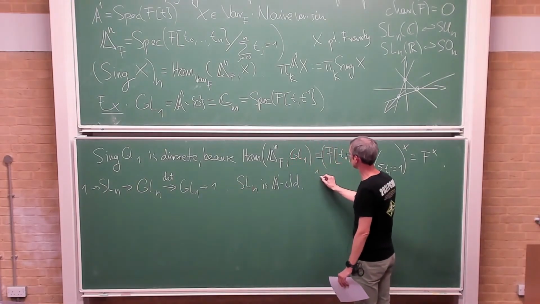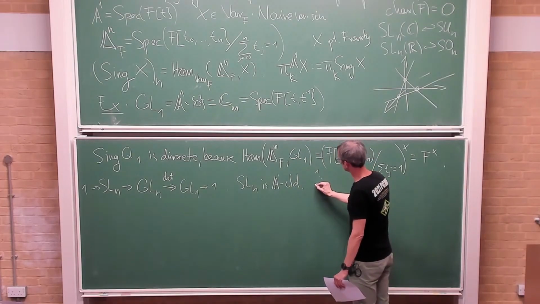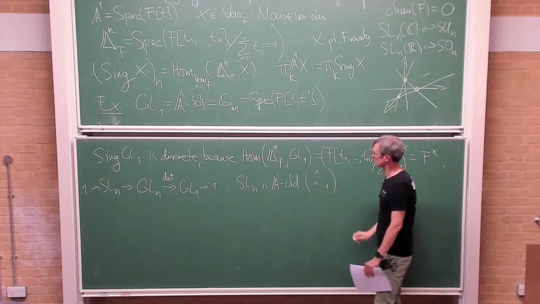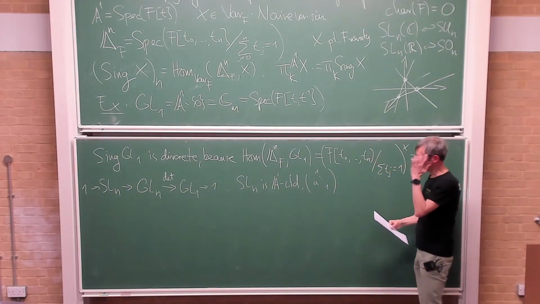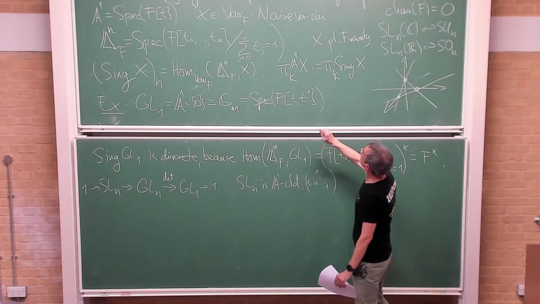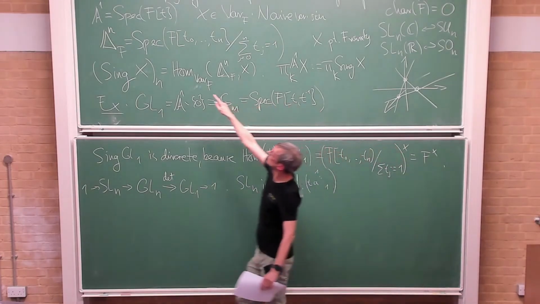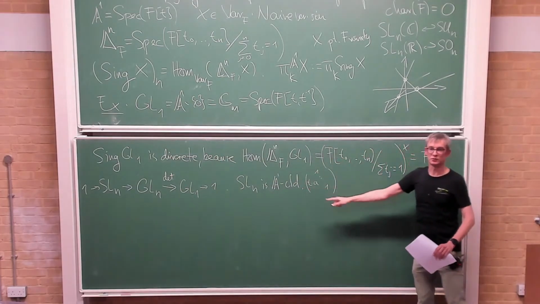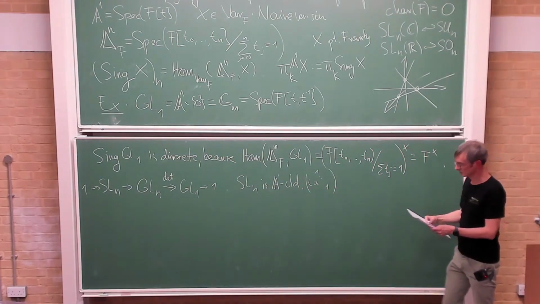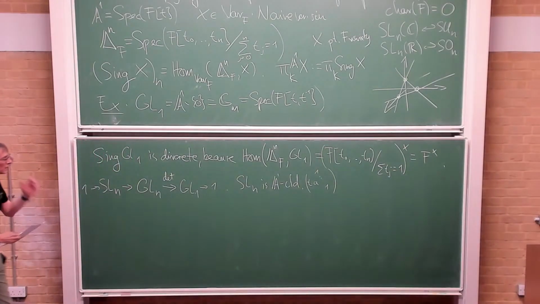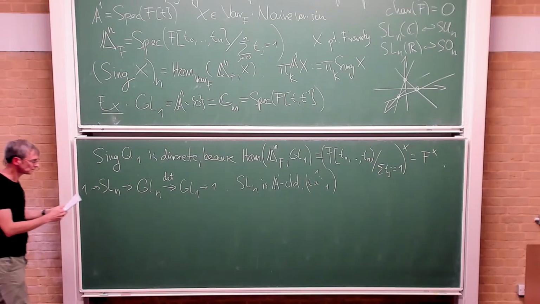So if you have an elementary matrix, it looks like this. You have some, I don't know, some A here somewhere, and there are units on the diagonal. And you can multiply this A with the parameter T coming from the homotopy there. And then everything is connected to the identity matrix.